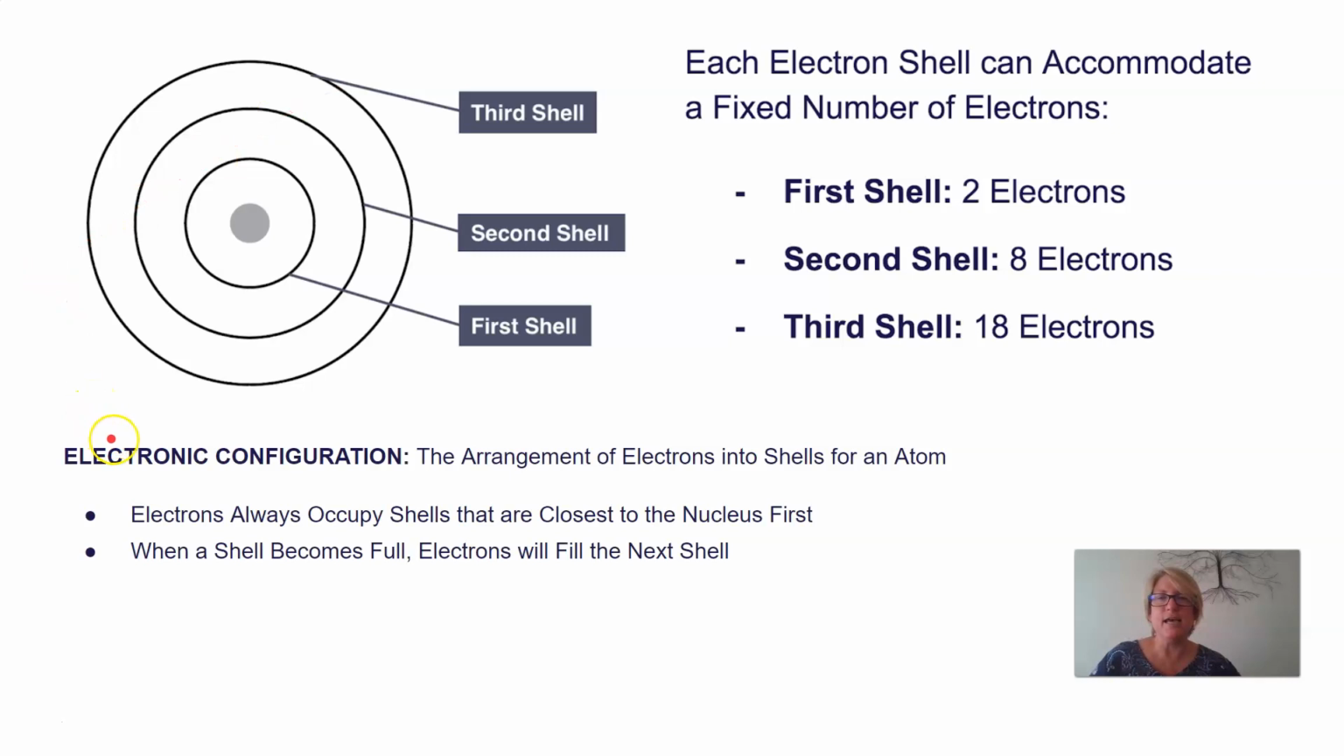We refer to this as the electronic configuration. That is the arrangement of electrons into shells for an atom. Electrons will always occupy the shells that are closest to the nucleus first. So when we start drawing atoms, we start with the nucleus, and then we put in the first shell, and we make sure that we put electrons into the first shell, remembering that we can only put a maximum of 2 electrons. And then we'll draw the next shell, and we'll fill it with the correct number of electrons, remembering that the second shell can only take a maximum of 8 electrons. When a shell becomes full, the electrons will fill the next shell.